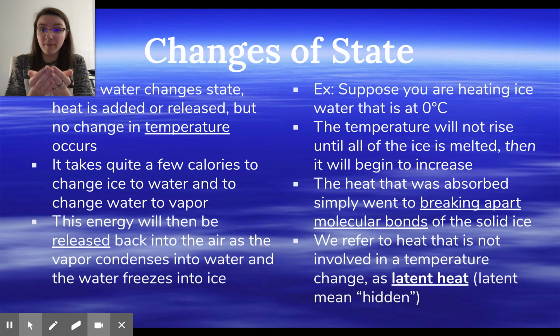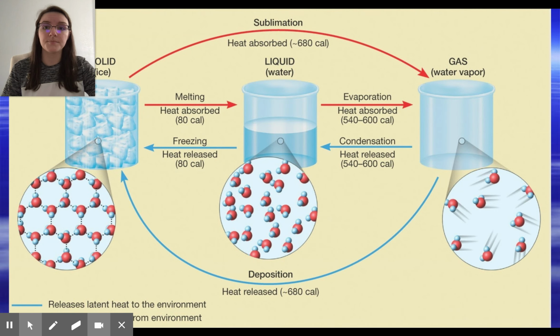So even though I have my bowl of ice water sitting on the stove and there's heat being applied, that heat is going into breaking apart the solid, turning the solid into a liquid before the liquid can start to warm up. We call the heat that is involved in that change latent heat. Latent means hidden. So this is the kind of hidden heat. It's not reflected in the temperature of the water. It's the heat that goes into breaking those bonds.